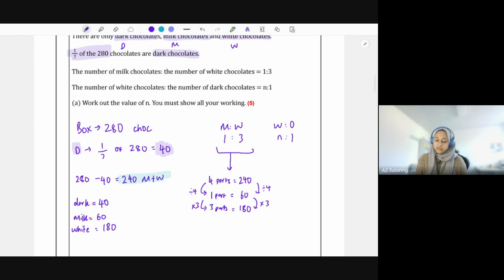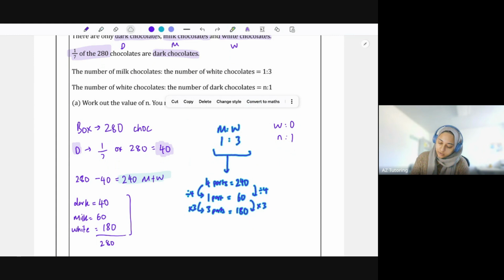And you can just double check, do all of them add up to 280 to make sure you got it right. So 40 add 60 is 100. 100 add 180 does give you 280. So we've worked that out right. We know how much of each chocolate there are now. So we can go over to this ratio here with the unknown n. Just budge this up a little bit.